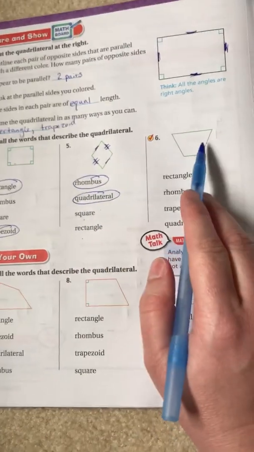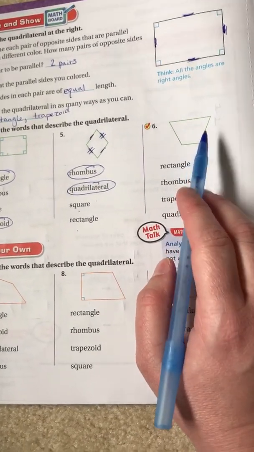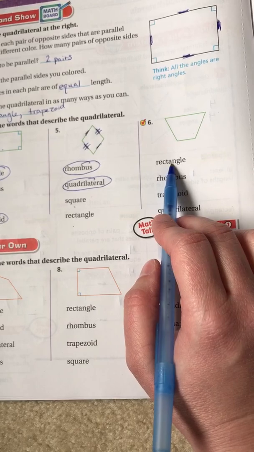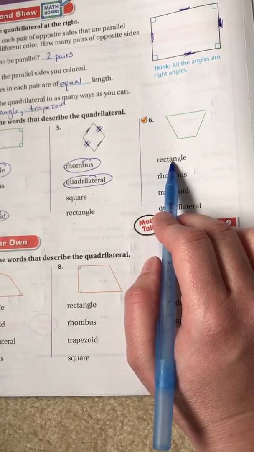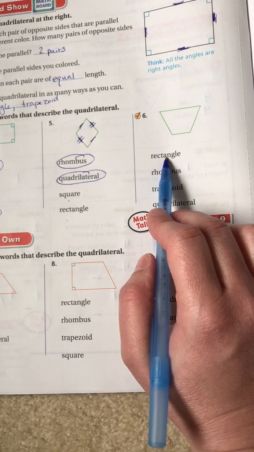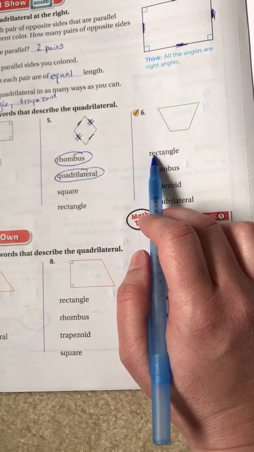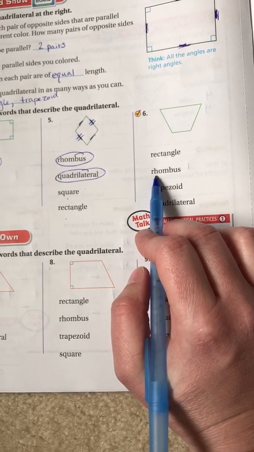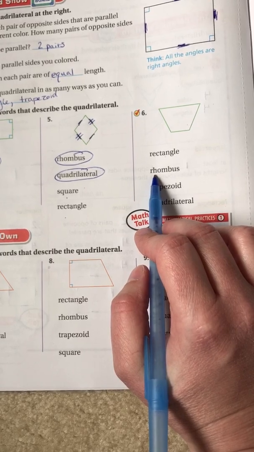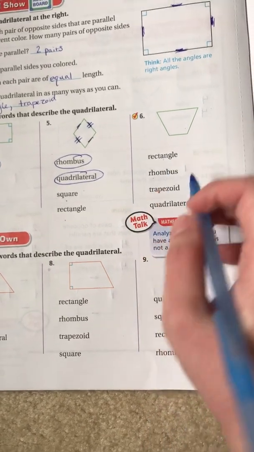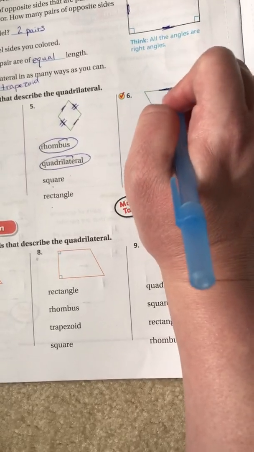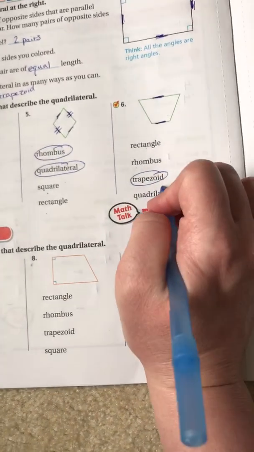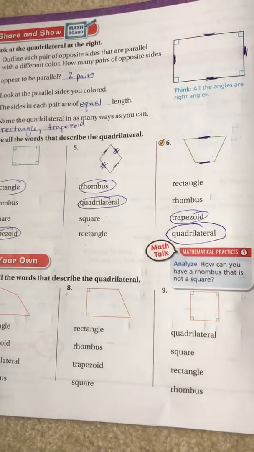Okay, this one here, it's not a rectangle. It doesn't have 4 right angles, and it doesn't have 2 pairs of opposite sides that are parallel. Okay, it's not a rhombus because it doesn't have 4 sides of equal length, and it doesn't have 2 pairs of opposite sides that are parallel. It is a trapezoid because it has 1 pair of parallel sides, and it is a quadrilateral because it has 4 sides and 4 angles.